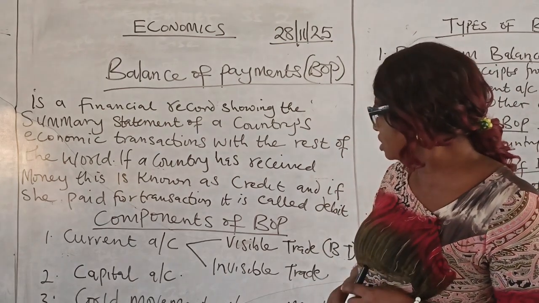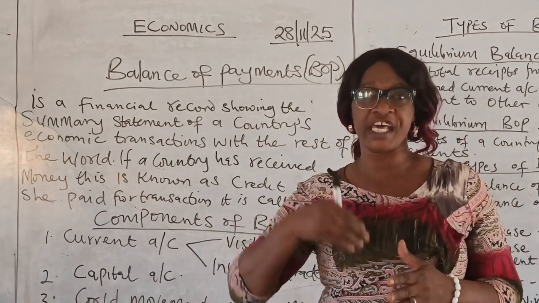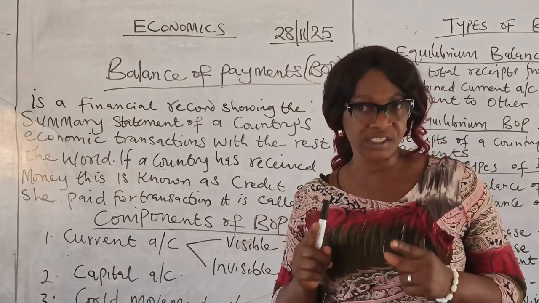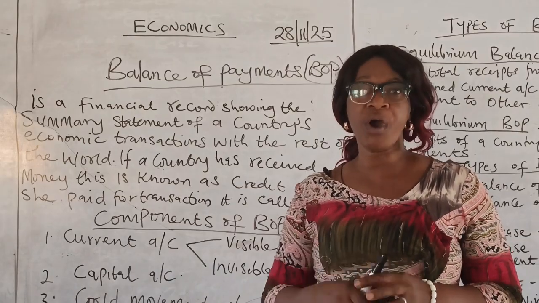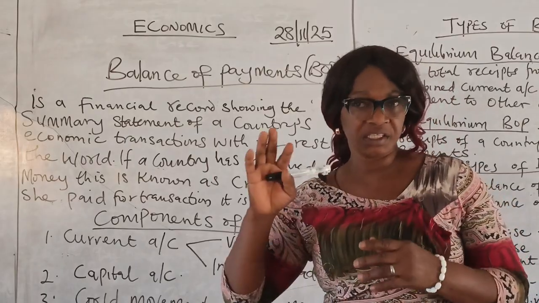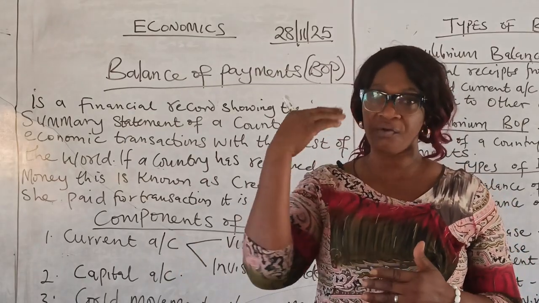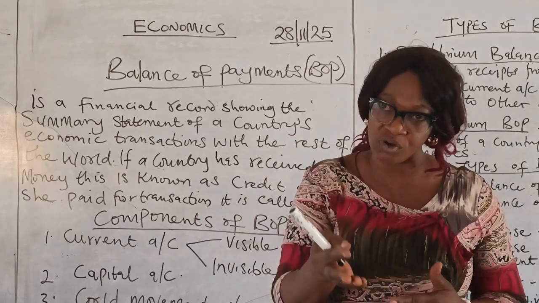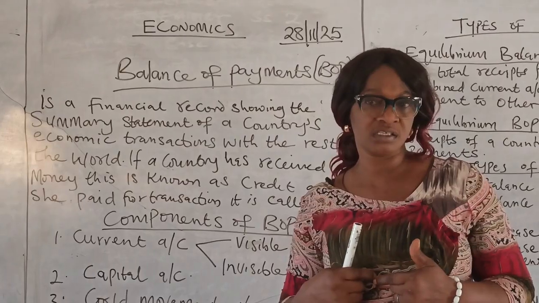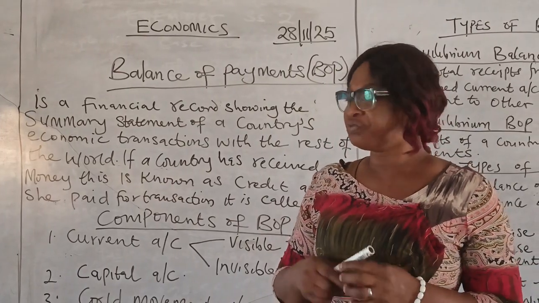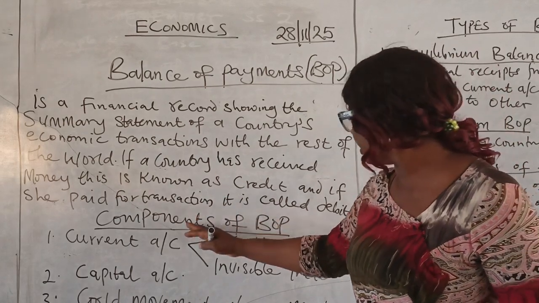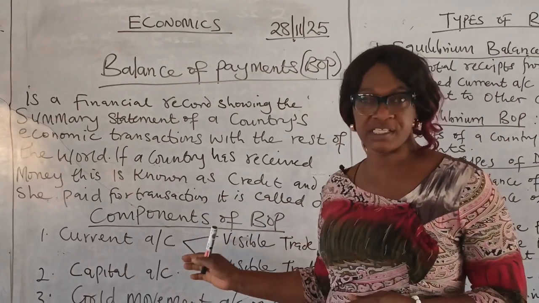And I want you to note that whenever a country exports to other countries of the world, it means credit. Then when we import from other countries of the world, it means debit. And credit is the same thing as export. When we export, we earn foreign exchange. Then we move. Another thing that I want you to note is the components of balance of payments.